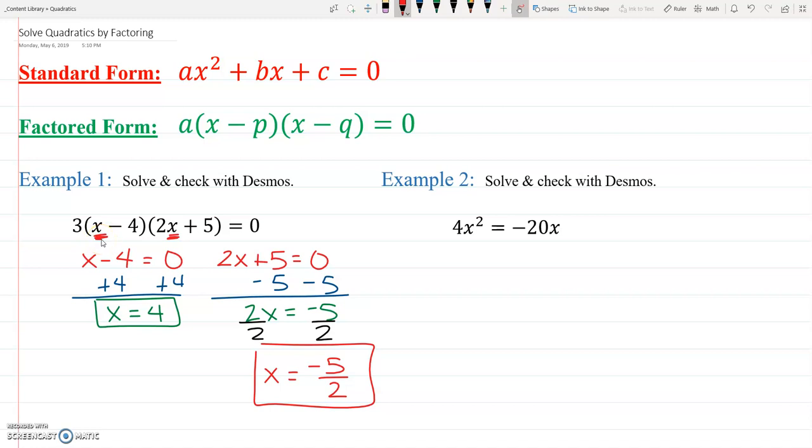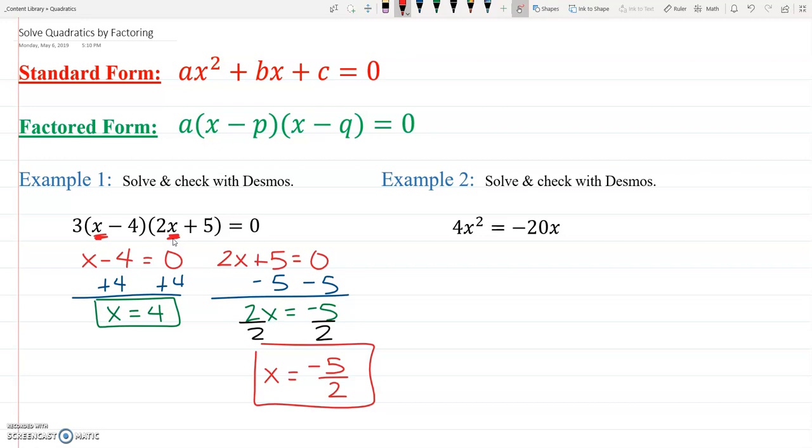So 3 times 0 times 13 is still going to equal 0. So that makes this a true statement. If I put negative 5 over 2 in right here, 2 times negative 5 over 2 is negative 5. Negative 5 plus 5 equals 0. So no matter what the other stuff out front is, because I'm going to multiply by 0, it makes it a true statement. Everybody okay with that?